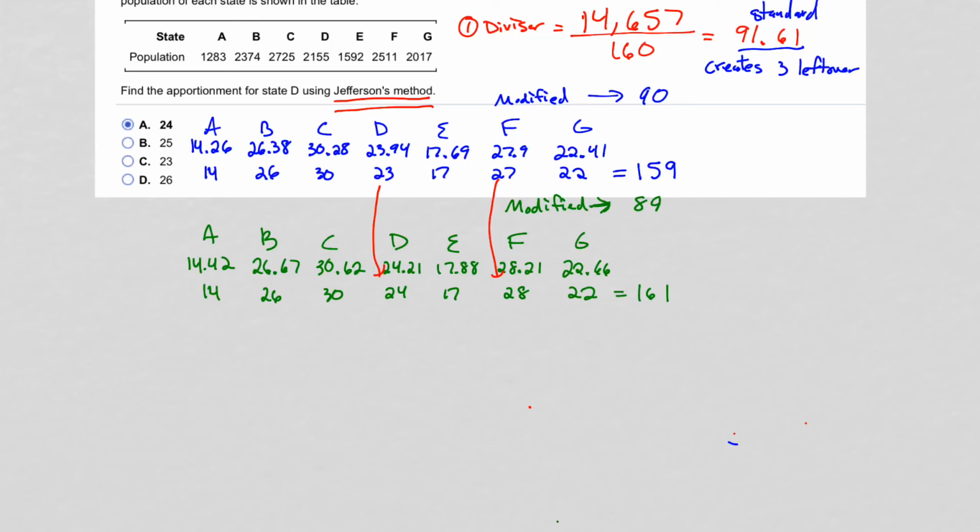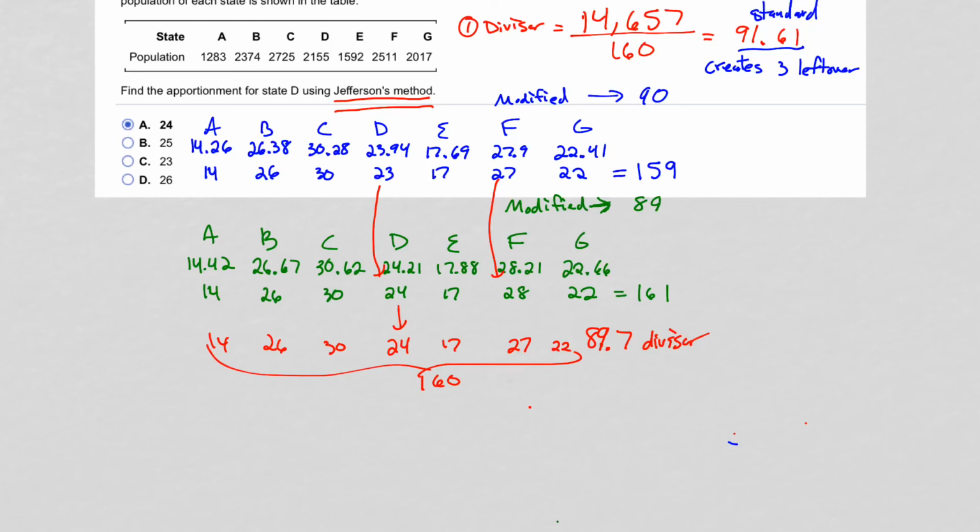So basically, to save you time, the answer is going to be 89.7 as the divisor. And this is going to stay 24. This one's going to go down to 27. Everything else is going to stay the same. And all this is going to be 160.